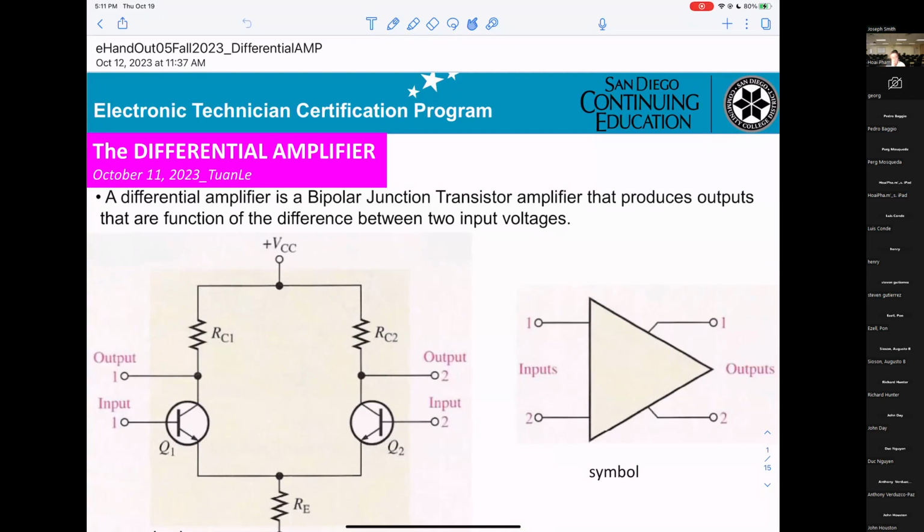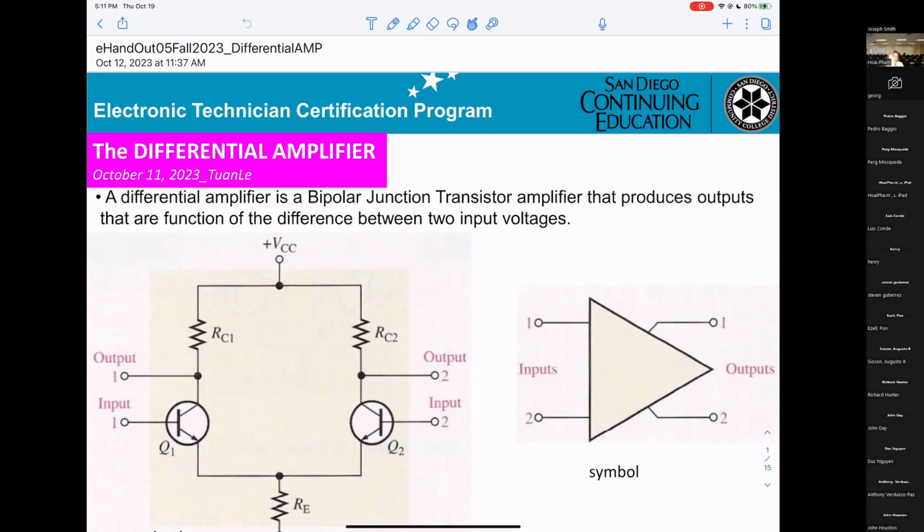Okay, let's review the last meeting. In the last meeting, we already talked about the bipolar amplifier. Basically something you must know. You get the common emitter amplifier, common collector, and common base.